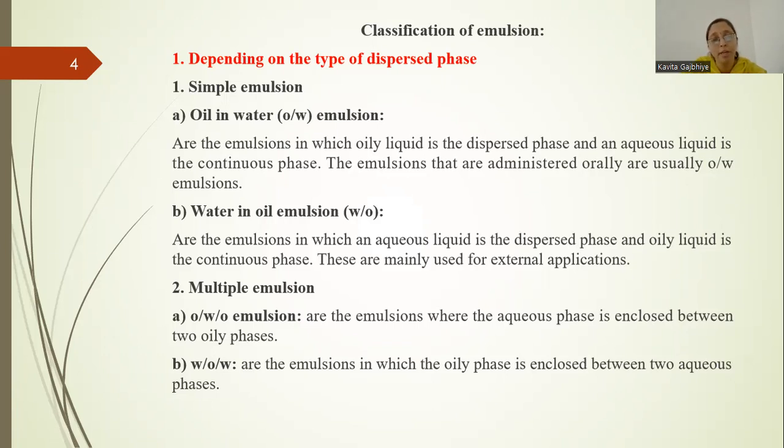The other type of multiple emulsion is W by O by W emulsion, in which the oily phase is enclosed between the two aqueous phases. So here we can see that in W by O by W emulsion, whatever your external phase or dispersion medium is, that is water. So in between those two water phases, we have incorporated the oil.